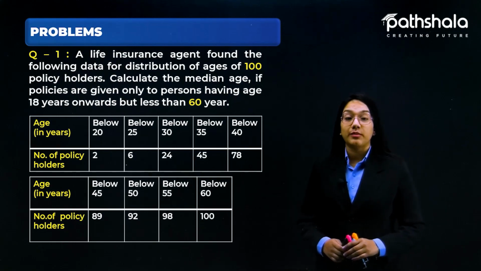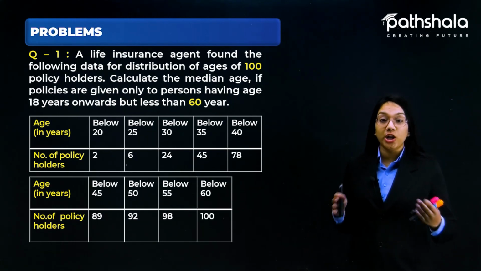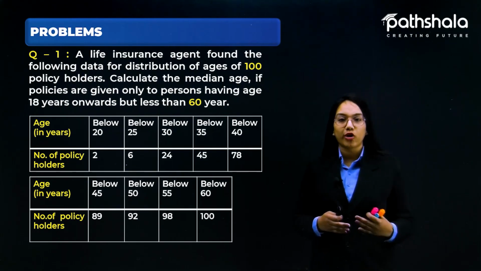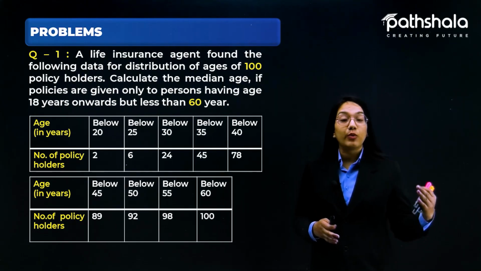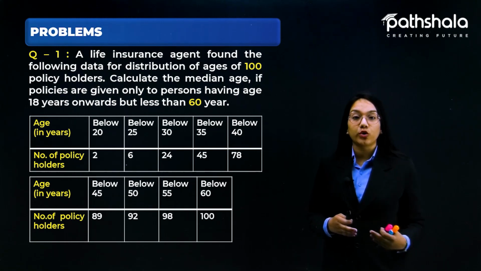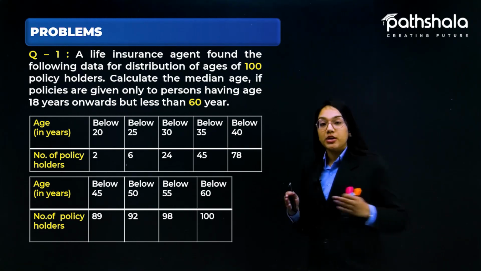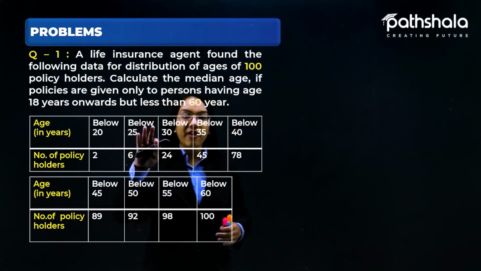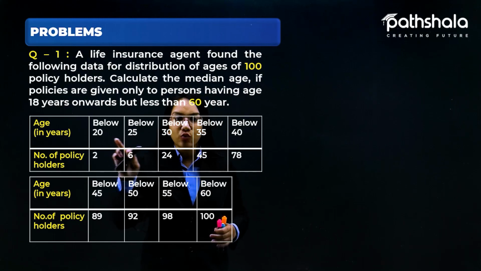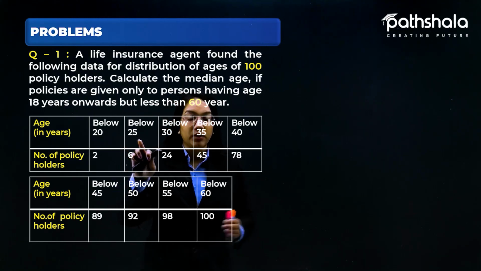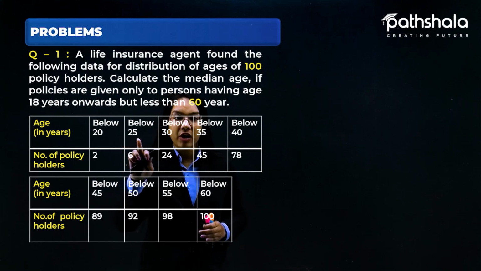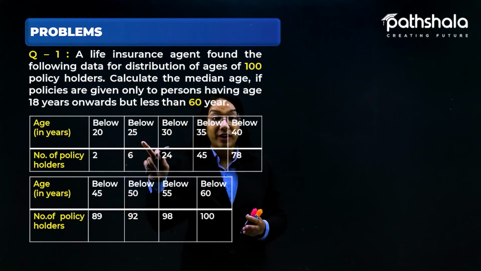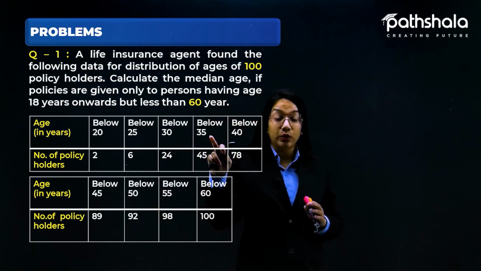You can see over here, in place of continuous intervals, we have below 20, below 25, below 30, below 35, below 40, and so on. First of all, we'll convert these into continuous intervals. We have below 20, and then below 25. I'm using these two values to make a continuous interval. So we have 20 over here, 25 over here, so I can take the interval 20 to 25. Further, I can take the interval 25 to 30, and the interval 30 to 35.